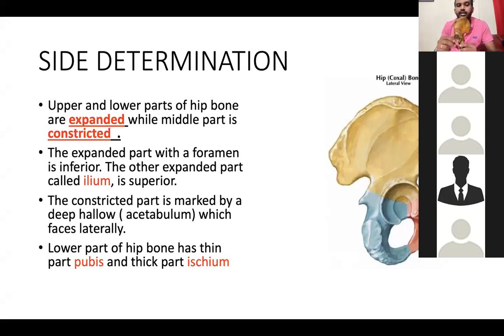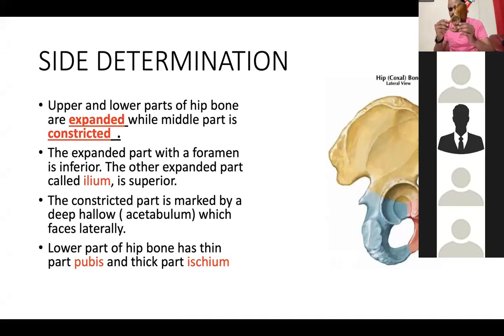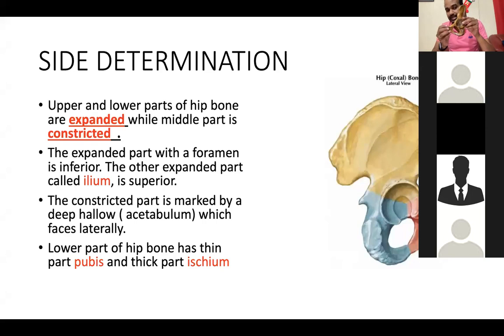Number 2: the expanded part with the foramen is inferior. If you see here, this is one expanded part. Do you find any foramen here? No, sir. The lower one is also an expanded part. Do you have any foramen here? Yes, sir. So what is the second point telling? The expanded part with the foramen is inferior. So you have to place this expanded part with the foramen inferiorly, not like this. Don't put it like this. It has to be placed inferiorly. Is it clear?